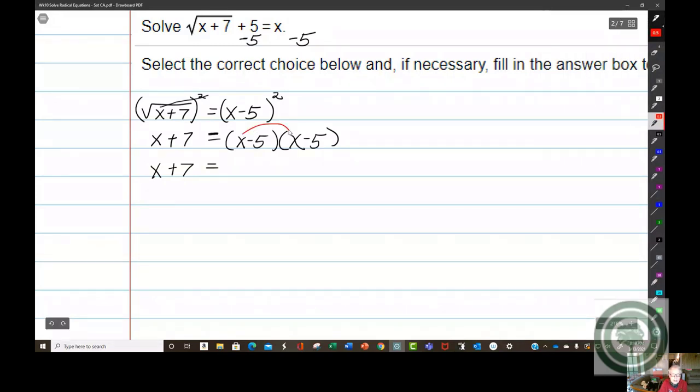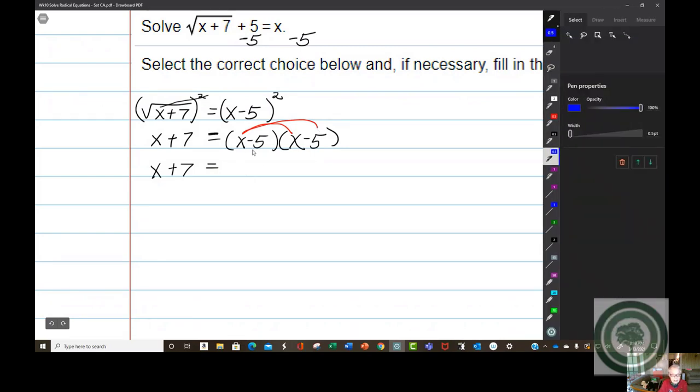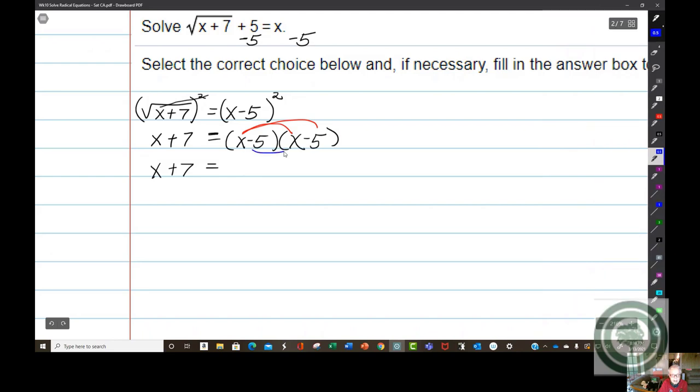x times x, x times minus 5. Minus 5 times x, and minus 5 times minus 5. Now I'm happy. We'll have x squared minus 5x minus 5x plus 25.